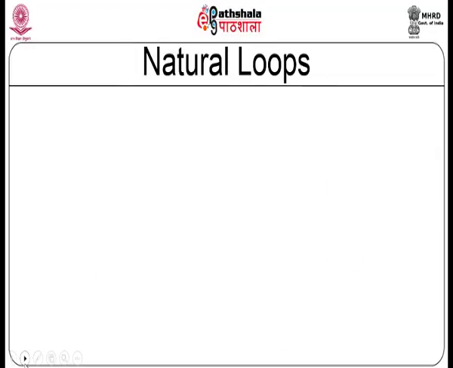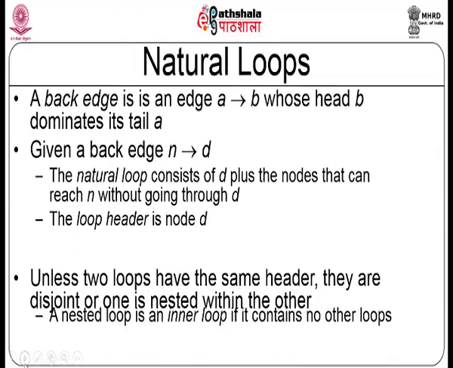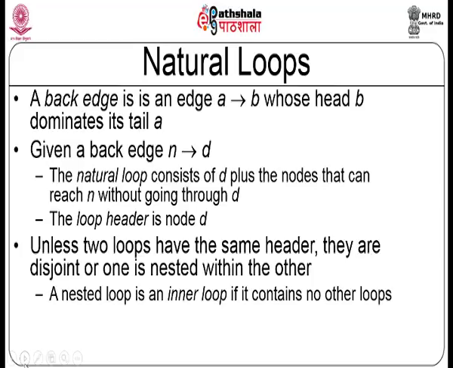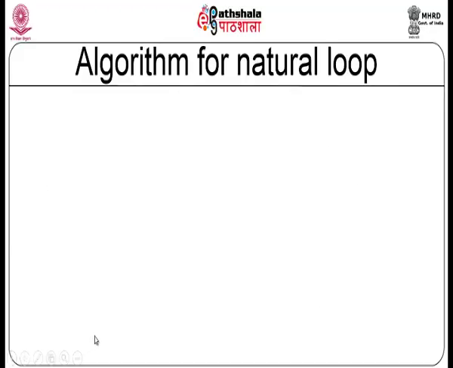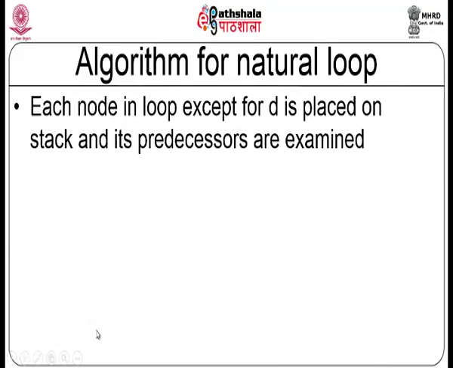So they form a natural loop, is what we are trying to look at here. Unless two loops have the same header, they are disjoint or one is nested within the other. A nested loop is called an inner loop if it contains no other loops, and an outer loop can also contain multiple inner loops. So this is one more scenario, and this is the algorithm for natural loop determination.